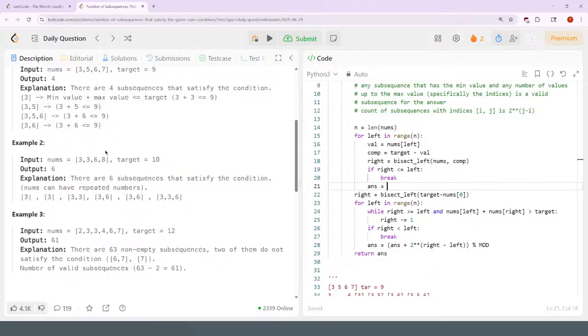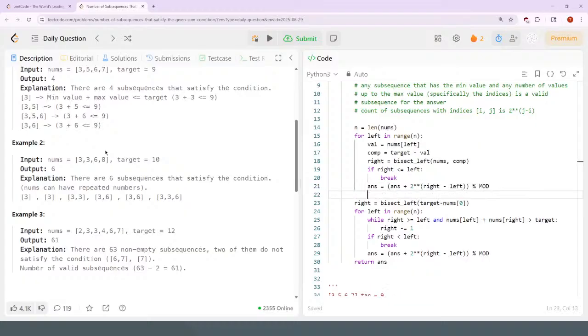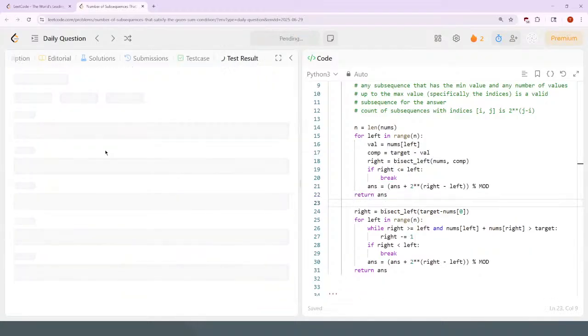Answer equals answer plus 2 times the power of right minus left, and then right minus left in parentheses, modded. Okay, let's see if this one still works.